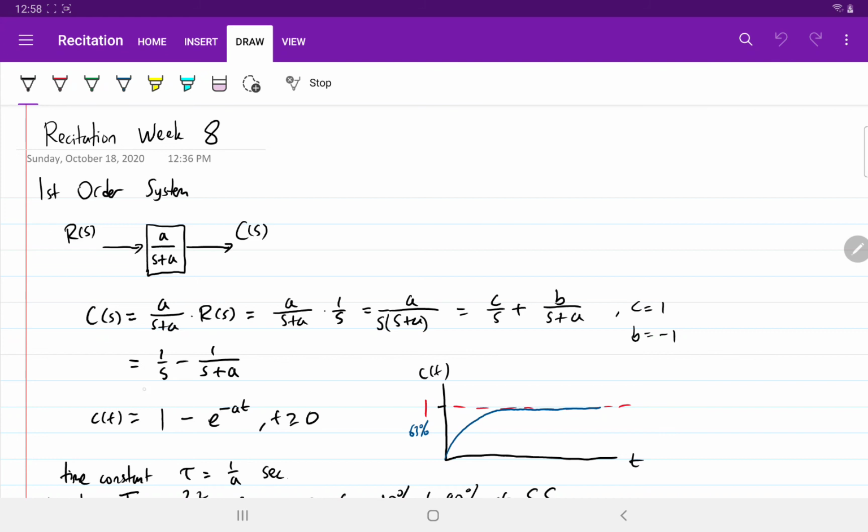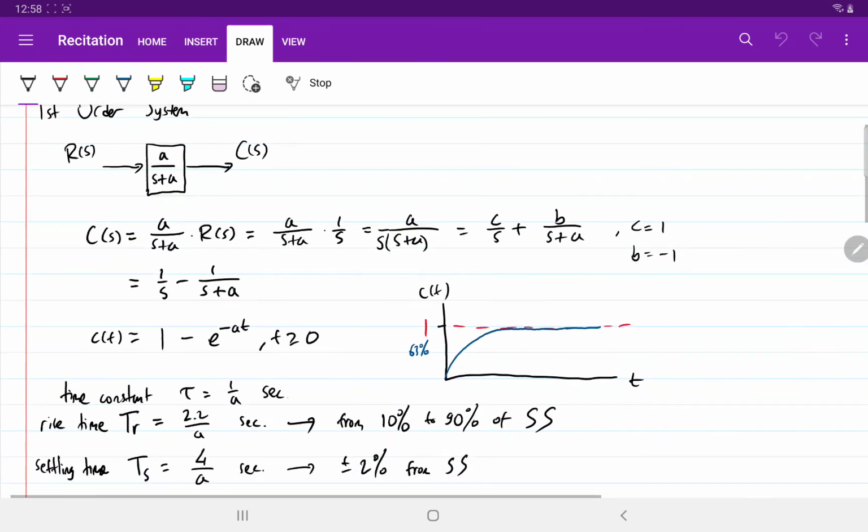So we have C of s is 1 over s minus 1 over s plus A, and from here we can directly use the Laplace inverse transform from the Laplace table, and we get C of t is 1 minus e to the power minus at for t greater than or equal to 0. Okay, this is the time domain solution.